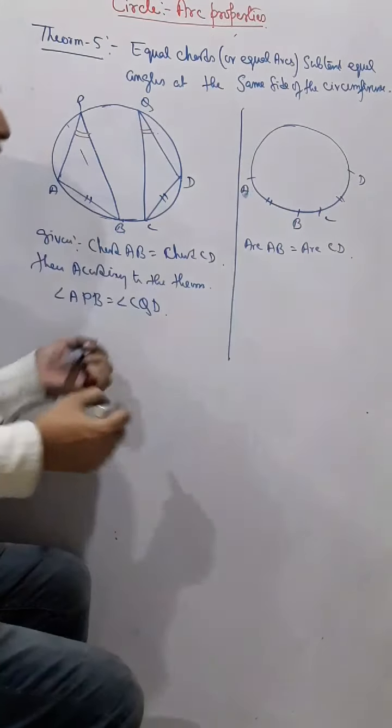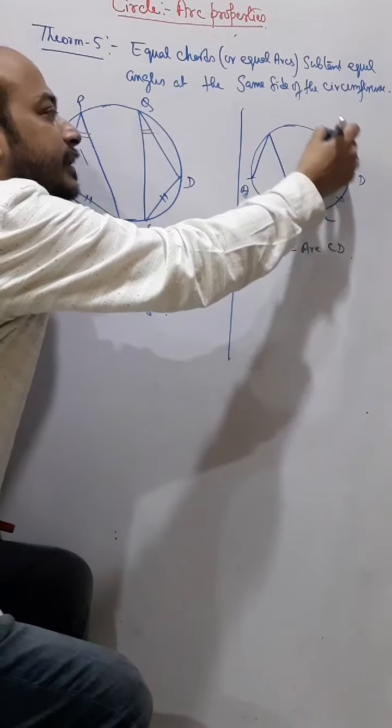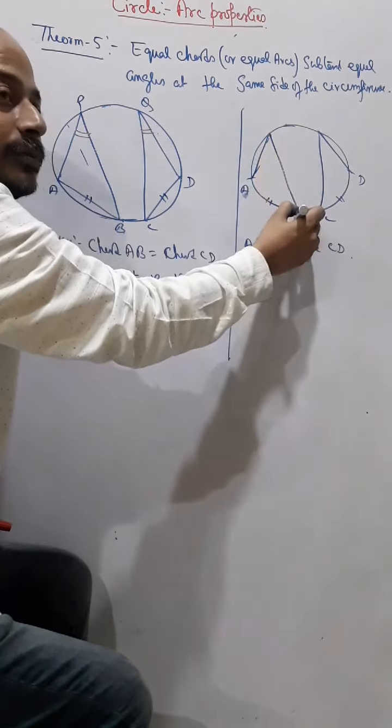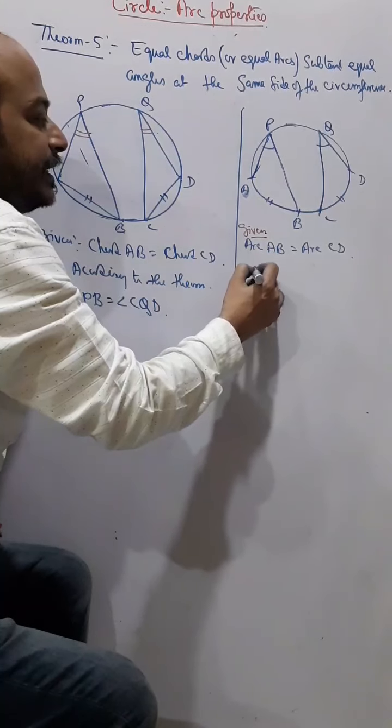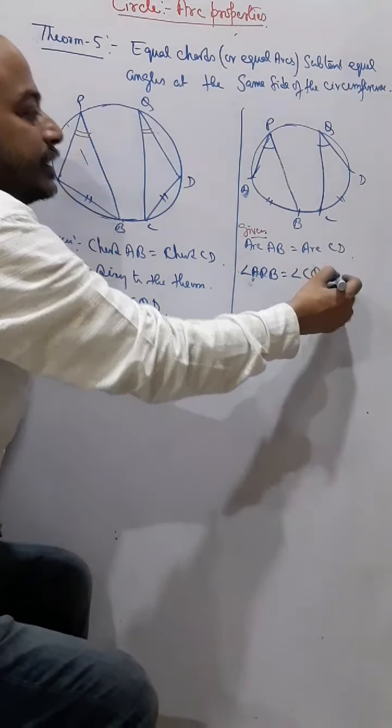Same thing here also. Suppose arc AB is subtending this angle and arc CD is subtending this angle. So it can be anywhere, it can be this way, it can be this way, no problem, but the angle will remain same. So here given arc AB is equal to arc CD, then here also I can say that angle APB is equal to angle CQD.